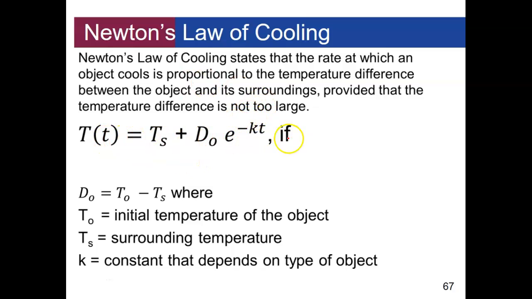So we've got a lot of different symbols, variables here that we need to talk about. So the D sub 0 is the difference between the object's initial temperature and its surrounding temperature. Okay, so the T sub 0 is that initial temperature of the object. T sub S is the surrounding temperature, and then the K is the constant that depends on the type of the object. For instance, some materials are going to cool more quickly and some more slowly, and so each different type of material is going to have a different constant.